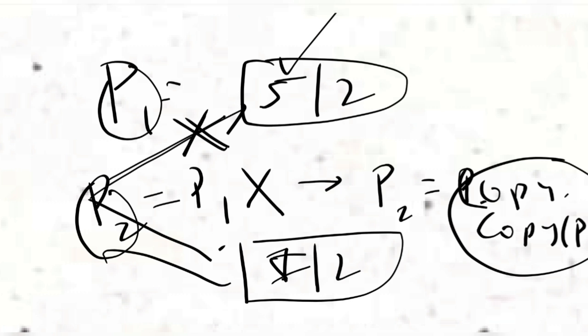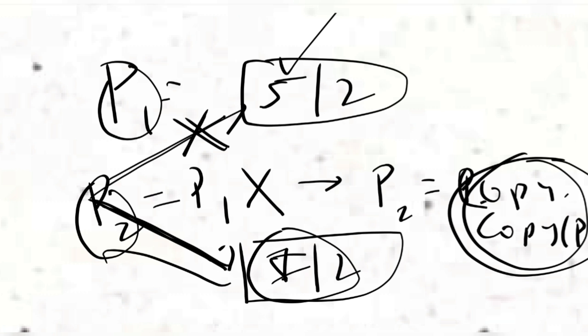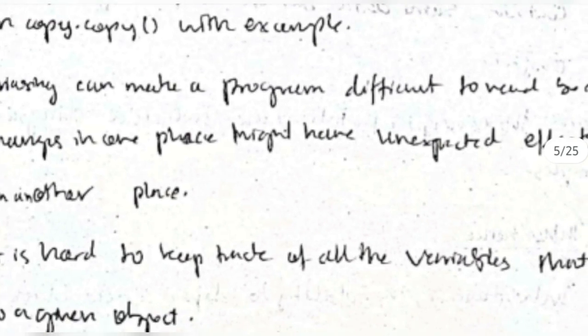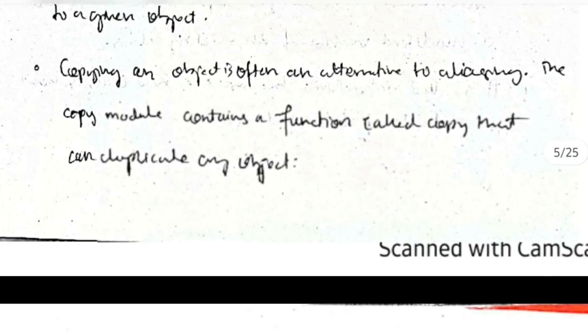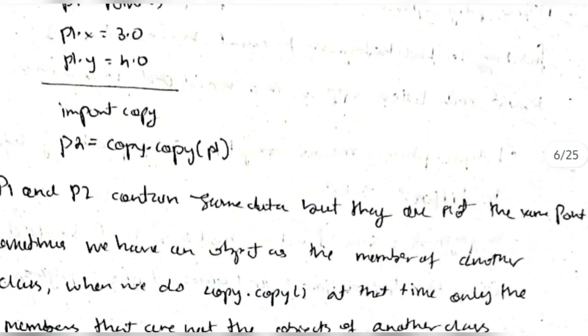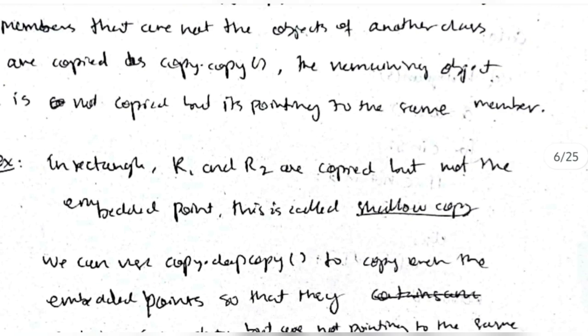This is the function of copy.copy. It will create a new thing for p2 to point to; it will not point to the same thing. If I don't use copy.copy, it will point to the same thing. Okay, so that was about copy.copy. And the two categories are shallow copy and deep copy.